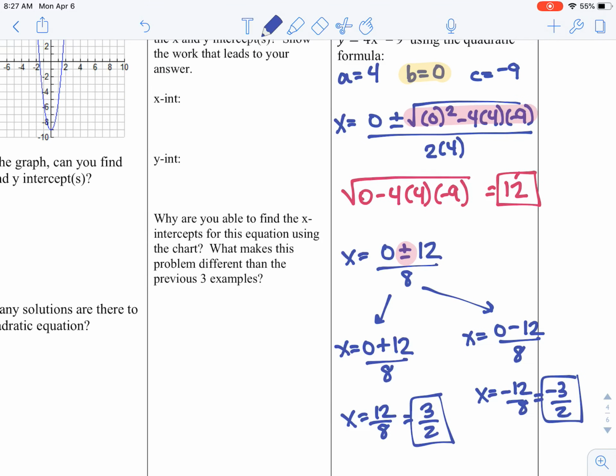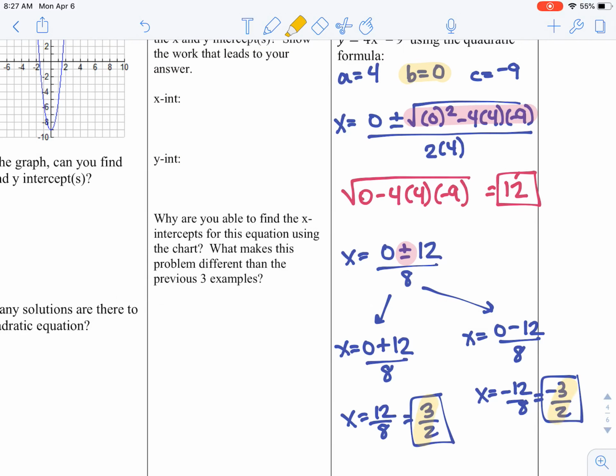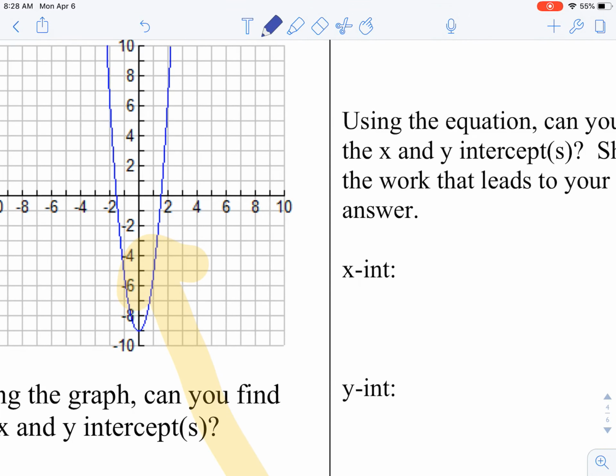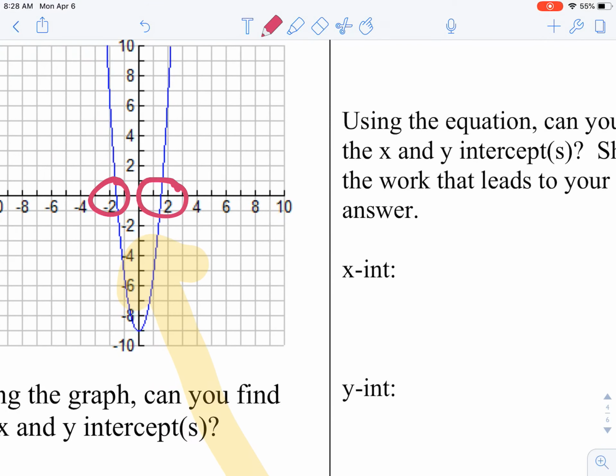So we look at our graph again that we can compare to. And when we come up here, we note, right, that these intercepts are not exact. And using the quadratic formula is how I can find the exact answer instead of estimating.